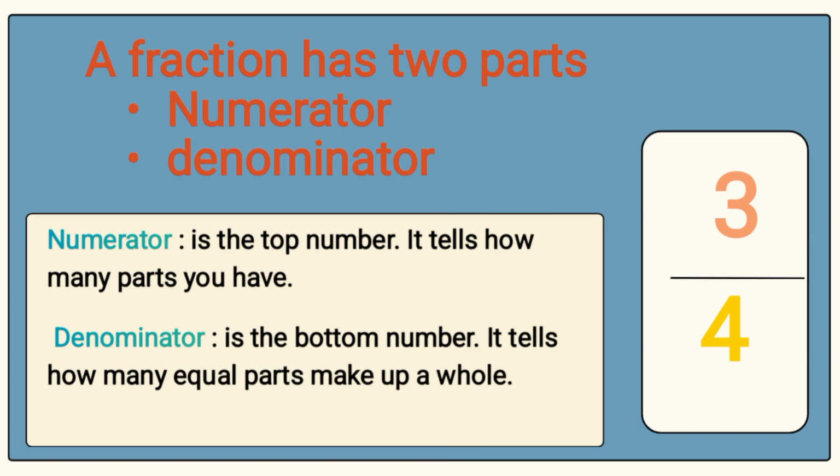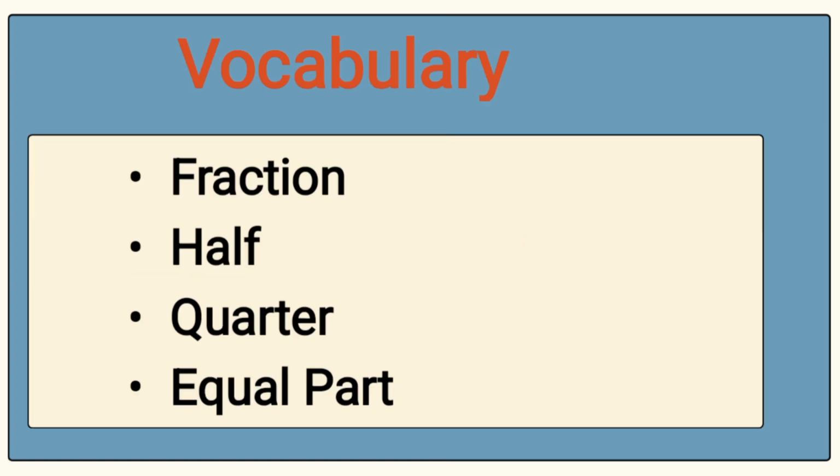Now, basically a fraction has two parts. First is the numerator and second is the denominator. The numerator is the top number or upper value. It tells us how many parts we have. And the denominator is the bottom number or downside value. It tells us how many equal parts make up a whole. So 3 is our numerator and 4 is our denominator.